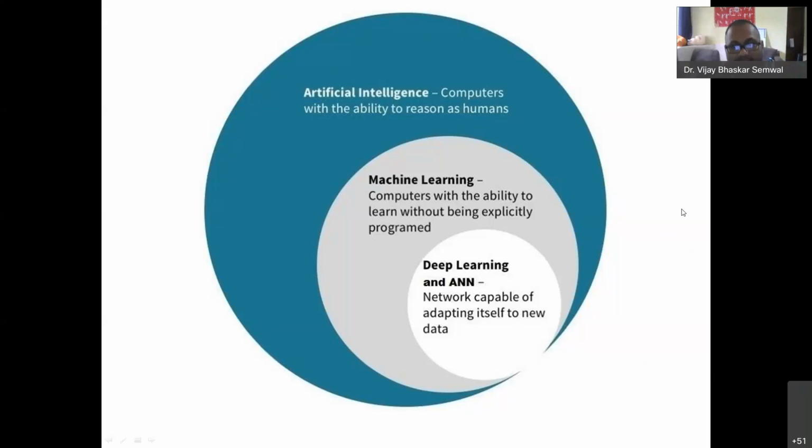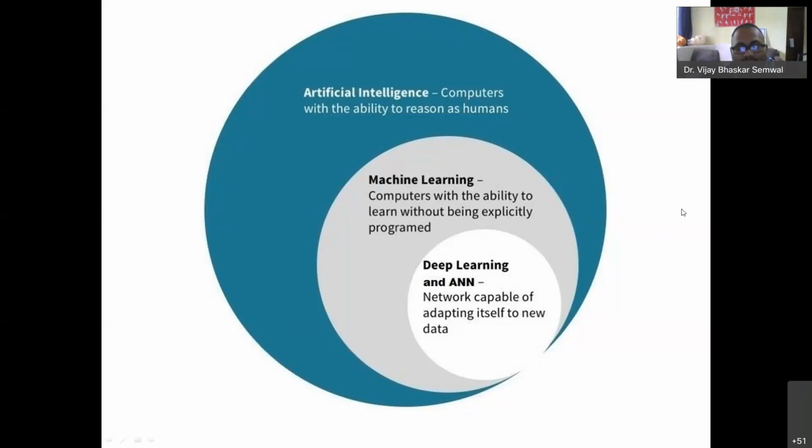Then machine learning is a completely data-driven technique. You require data. If data is available, you can be perfect. So it is a computer with the ability to learn without being explicitly programmed. Here, I am not programming any behavior separately. It is learning through the data.